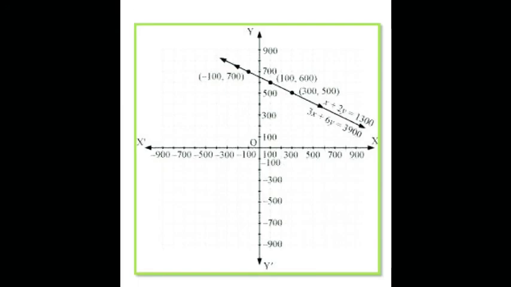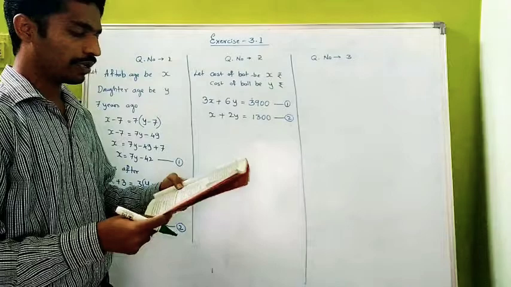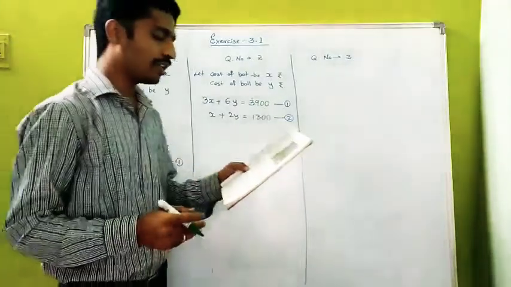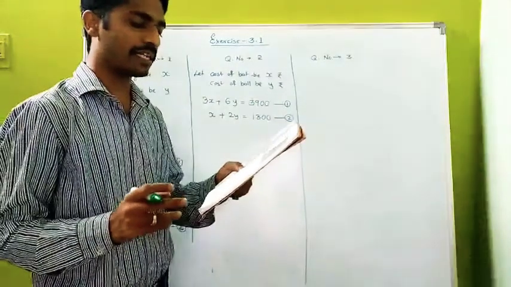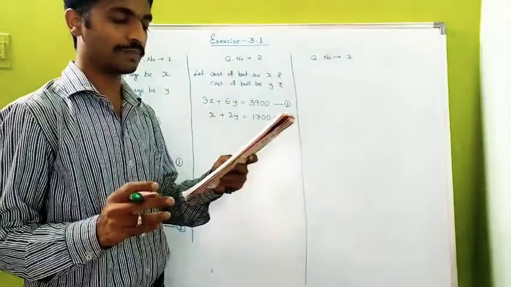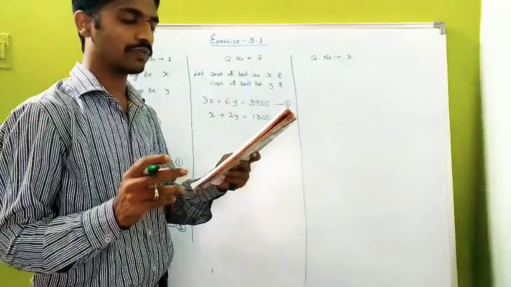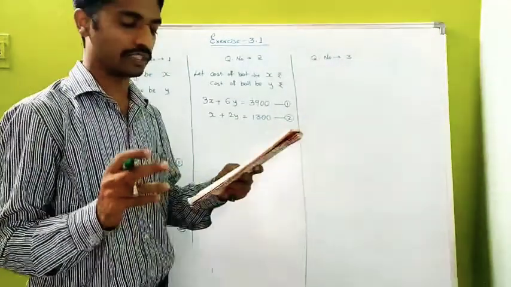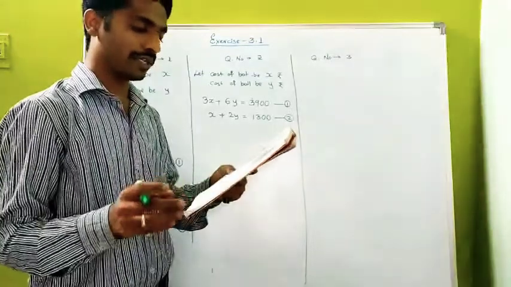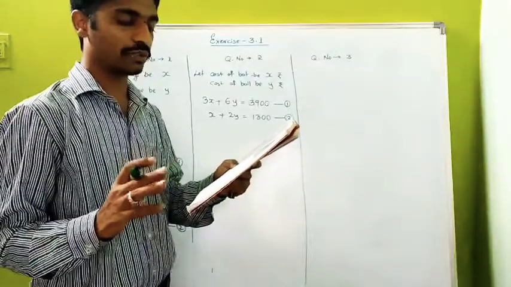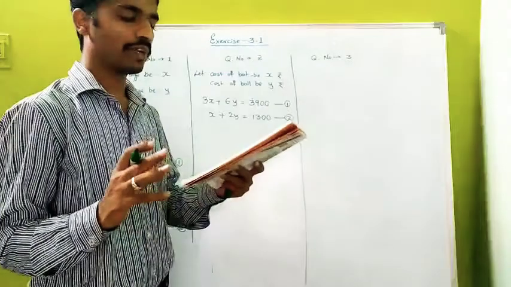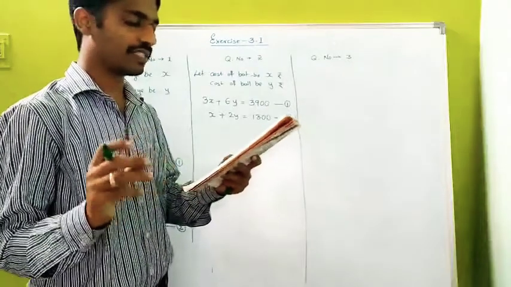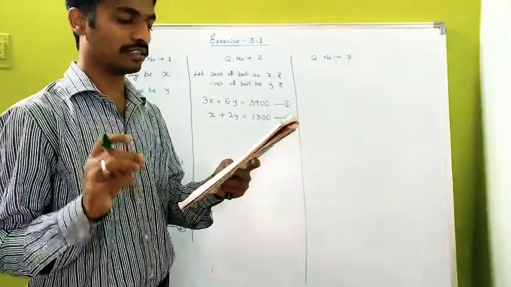Now coming to the third question. The cost of 2 kg of apples and 1 kg of grapes on a day was found to be 1160 rupees. After a month, the cost of 4 kg apples and 2 kg grapes is 300 rupees. Represent the situation algebraically and geometrically.